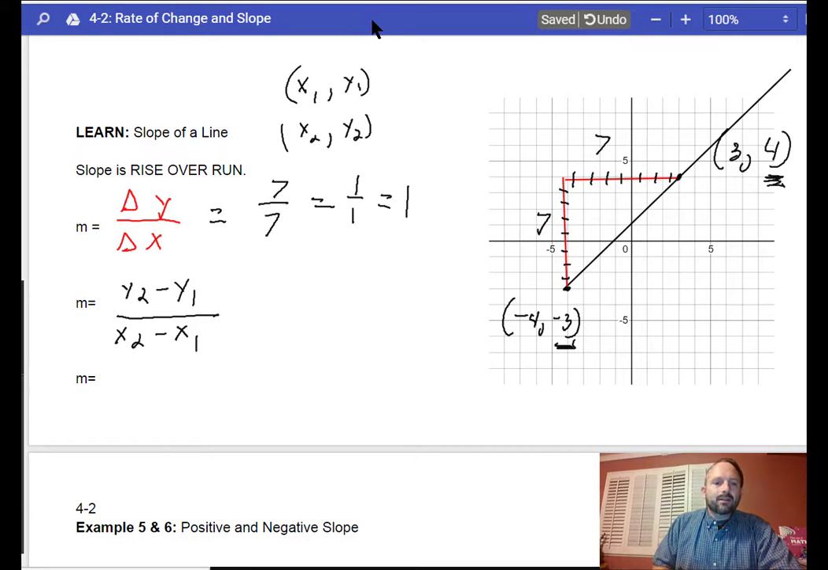So just remember that we're trying to find the slope. How much up to how much over. All right, let's go on.